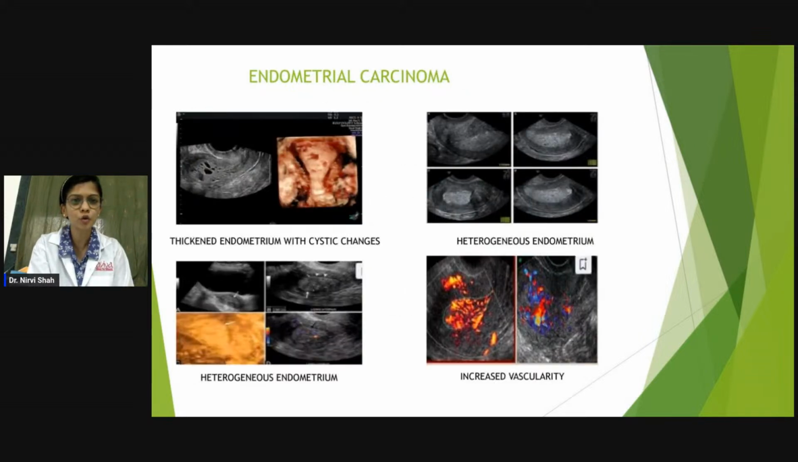So here I'll be showing you endometrial carcinoma. If you see, these are cystic spaces and a very thickened endometrium. Here are the cystic changes in the endometrium. Eventually, a hysteroscopic guided biopsy would confirm the diagnosis in such cases. This is also a very thick heterogeneous endometrium. Also, a thick hyperplastic endometrium will have increased vascularity, if you see here. Here also it's a thickened endometrium.